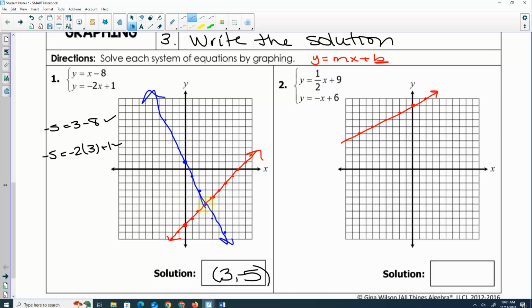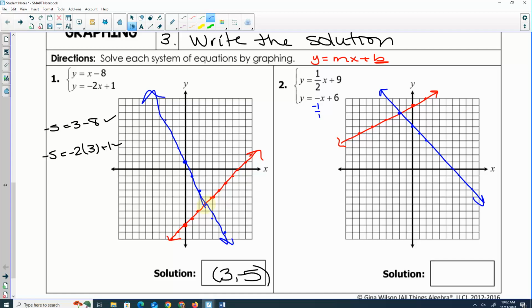So there's our first line. Second one, y-intercept is 6. -1, that's like -1/1. So you could go down 1 and right 1, or you could go up 1 and left 1. So the point where they meet is right here.